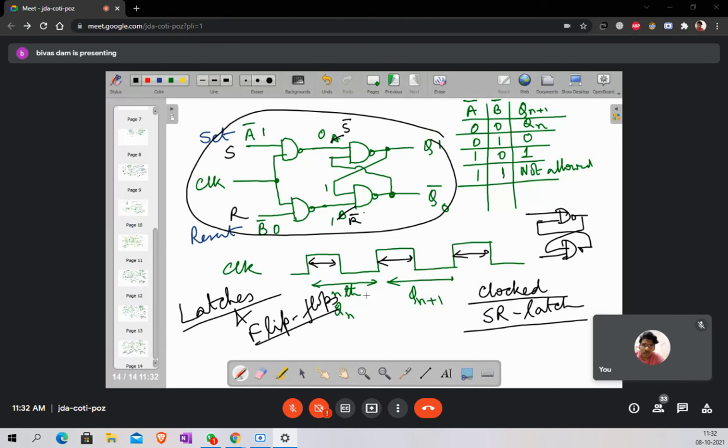What is level sensitive? The output of the corresponding memory element is level sensitive. For a flip-flop, the output of the corresponding memory element is edge sensitive. Edge sensitive with respect to what? The clock signal. Level sensitive with respect to a clock signal.